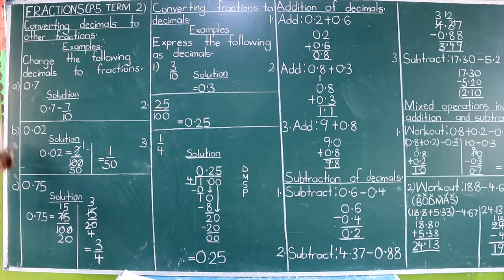As we look at part B, change 0.02 to a common fraction or to a proper fraction. You will then see that after the point we have two digits, 0 and 2. Now that we have two digits, we expect two zeros written against 1 to make 100. So this 0.02 means 2 out of 100. So that's why we write in the working here, 0.02 equals 2 out of 100.